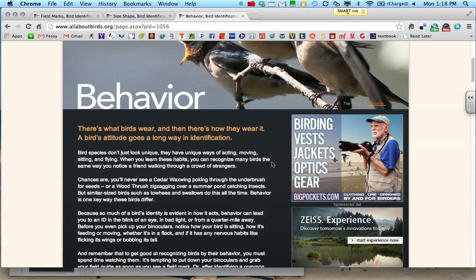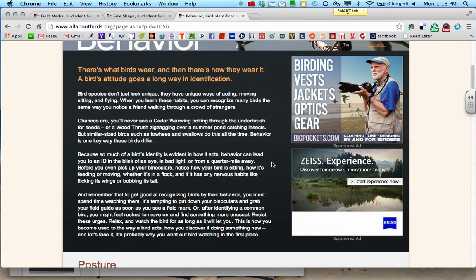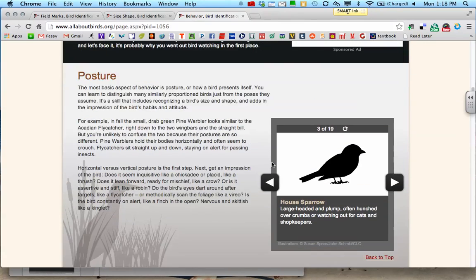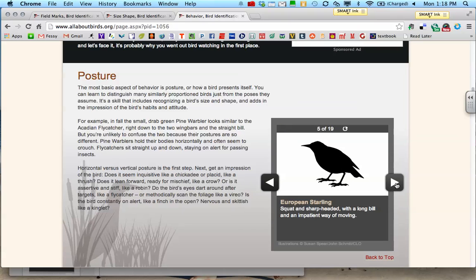Behavior, also another way we can look at birds, and as we get into the specific IDs, behavior will be a part of that, particularly posture, how a bird presents itself. Here's a house sparrow, again just silhouetted. Here is a mourning dove, again just a silhouette, but you can tell a much longer bird. The house sparrow shorter, rounder, and lastly a European starling. Maybe there's one more. Yep, and the American robin.